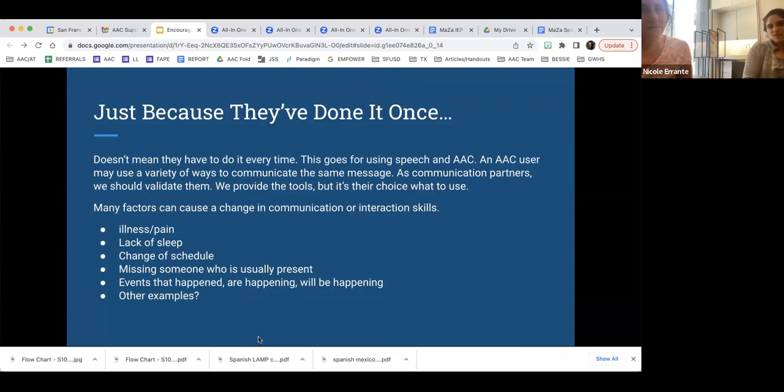We've touched on this, but just to reiterate: if you see a student use their device for something one day, and you're really excited about it, but then the next day they don't do it, and you're prompting them and they won't do it, it's okay. Just because they've done it once doesn't mean they're going to do it again the next day, and it doesn't mean they're never going to do it again. There are so many reasons why they may not do it that next day. Just remember that, be okay with that, take a deep breath, and know that they'll do it again.